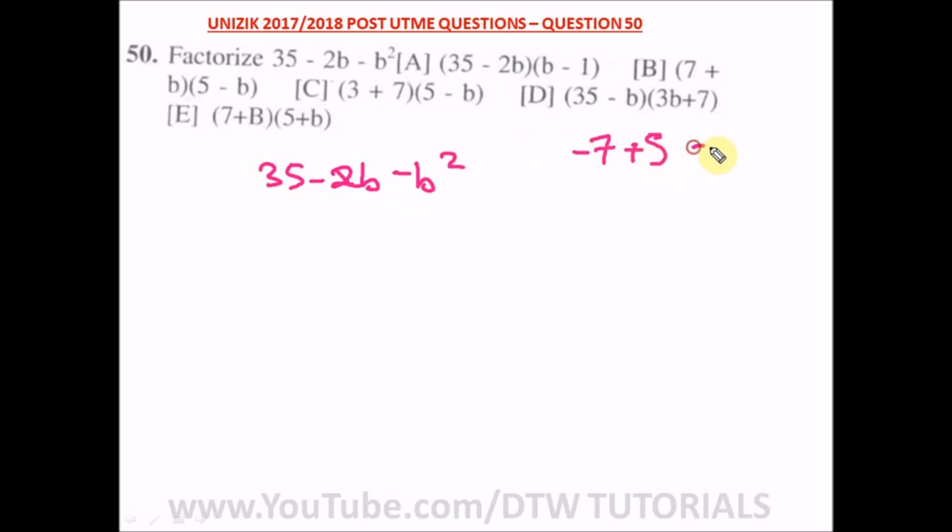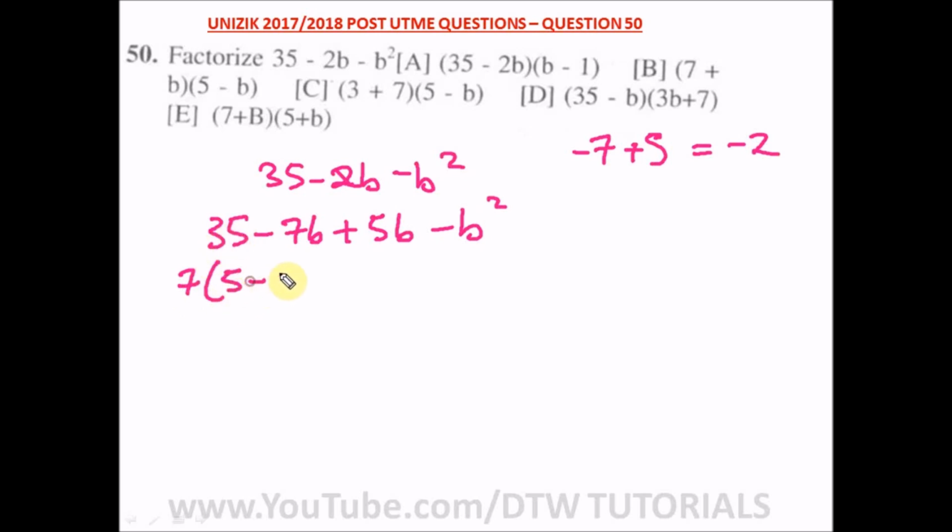Since minus 7 plus 5 is equal to what? Minus 2. Okay, so let's put this in. We have 35 minus 7b plus 5b minus b squared. So let's take like terms from this and this. 7 is common, so we bring out 7. 7 bracket, what? 7 in 35 will be what? 5. Then minus remainder b. Then we have a plus. What will go between 5b and b squared? That will bring out a b, and we're left with what? 5 minus b.